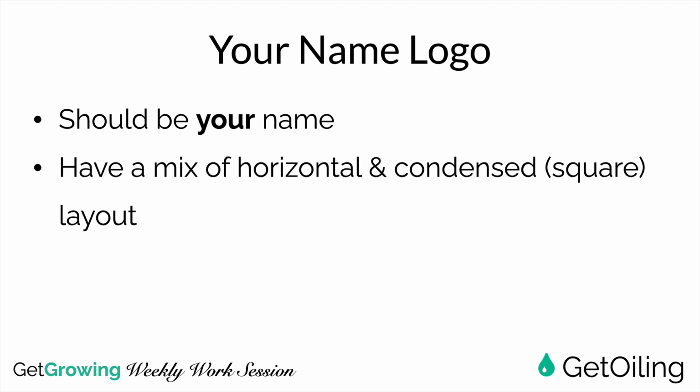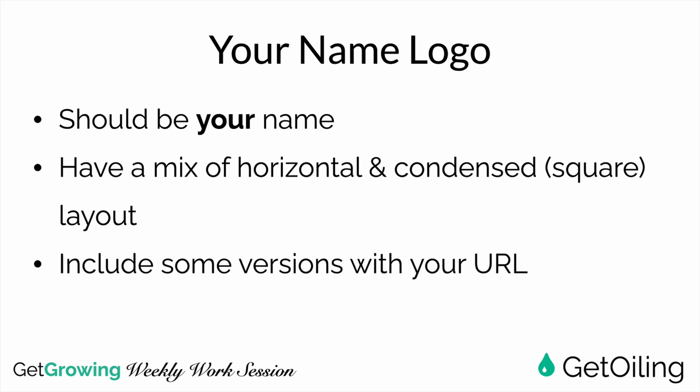Now, you should have a mix of horizontal and condensed or square in terms of your different logos that you use. Now, I've given you templates for both horizontal and square. They'll be used in different instances that you'll learn more about soon. And then I want you to make sure that if you have your own address on GetOiling, so if you have a yourname.com, I want you to include some versions of your name logo that include your URL.